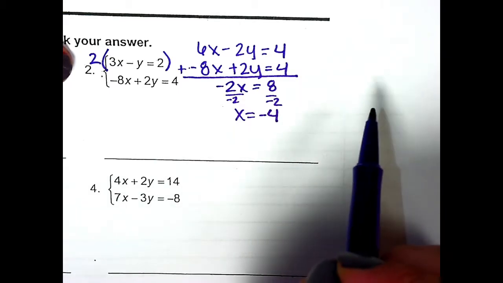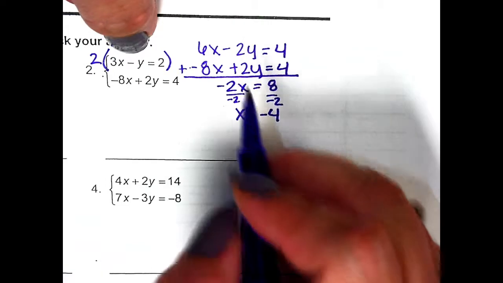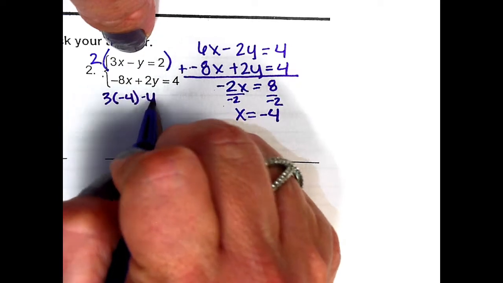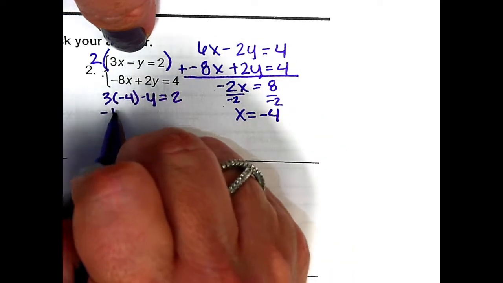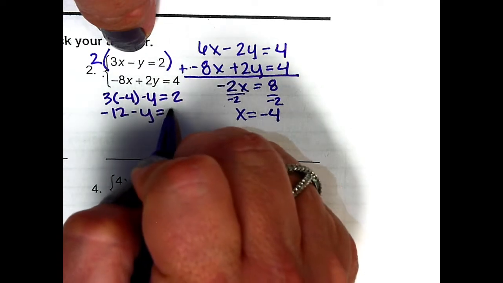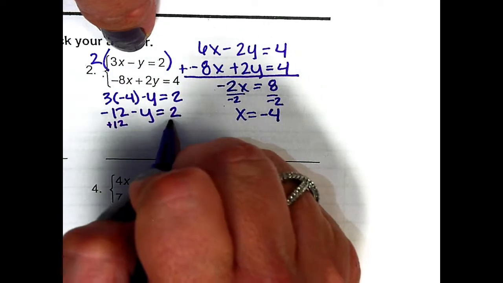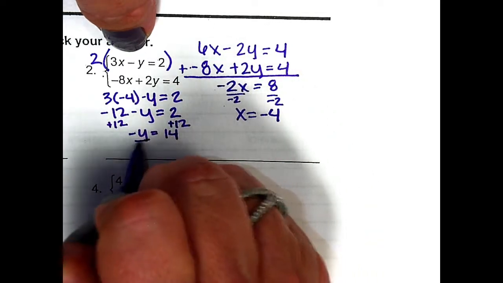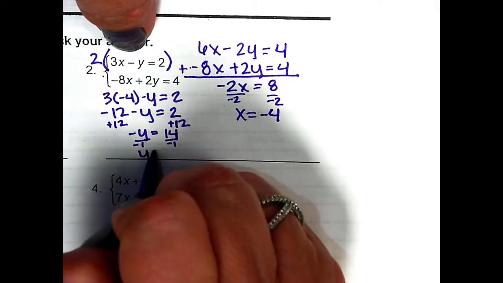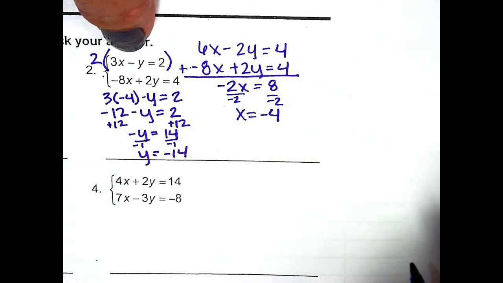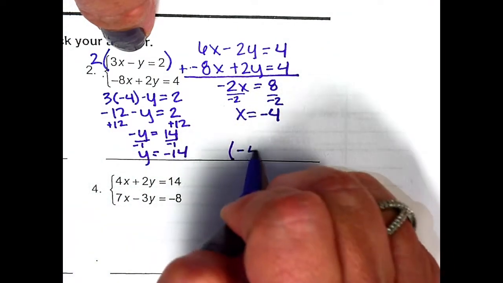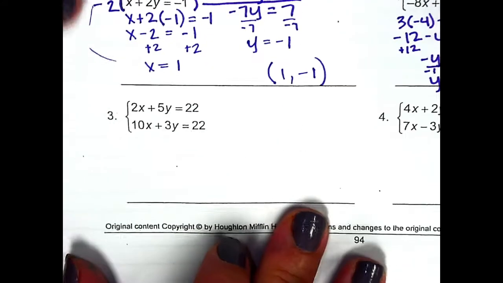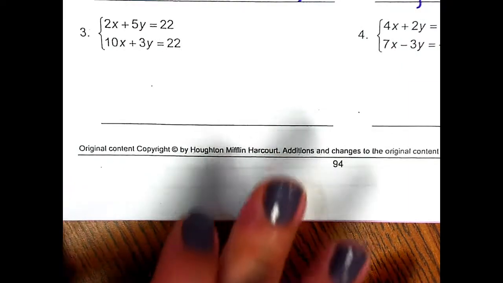I'm going to take that and fill it into my top original equation. So I have 3 times -4 minus y equals 2. So I have -12 minus y equals 2. Add 12. So -y equals 14, and y equals -14. So my answer is -4, -14. Okay. Example number 3.